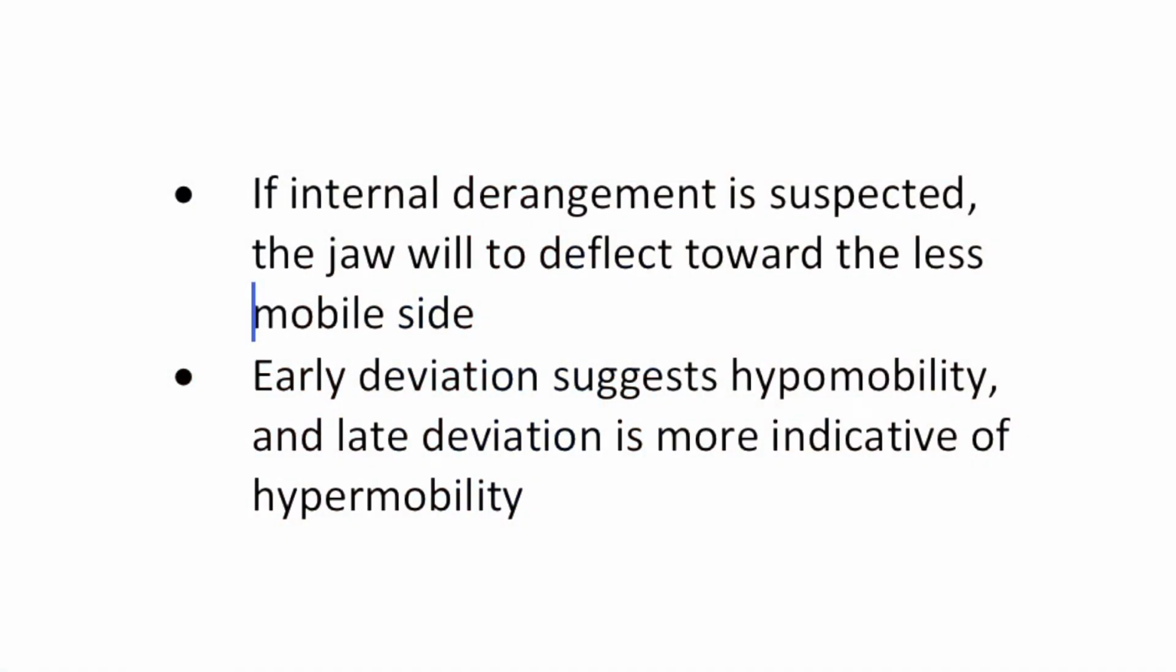Deviation is a sign of internal derangement or capsular pattern. If the mouth opening path deviates from the center but returns to the middle, this is a deflection. Deflection is a sign of muscle imbalance or lack of motor control. A few more points worth noting is that if an internal derangement is suspected, the jaw will deflect towards the less mobile side. An early deviation suggests hypomobility, while a late deviation is more indicative of hypermobility.